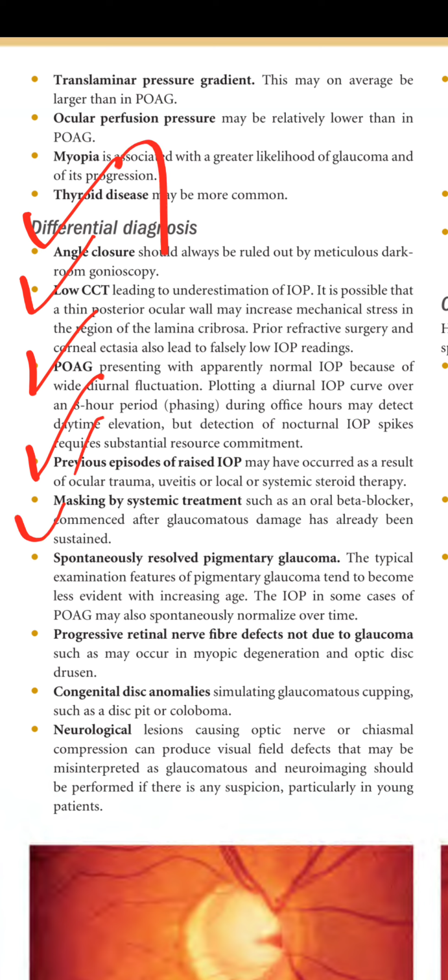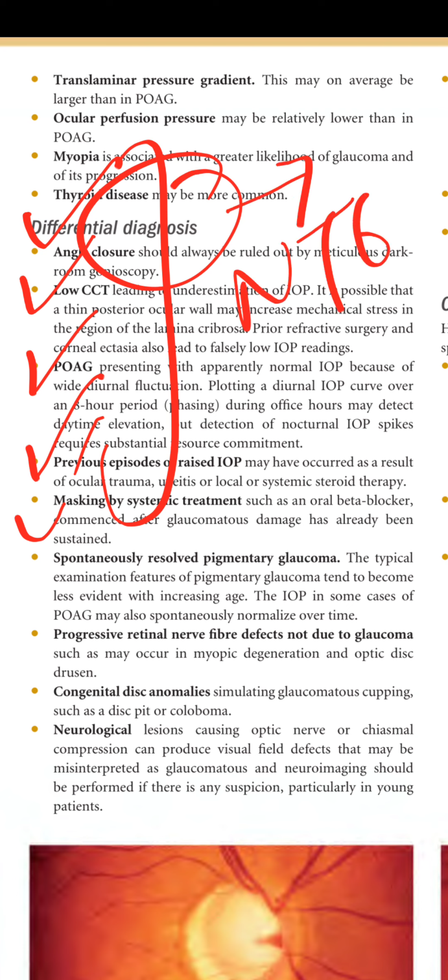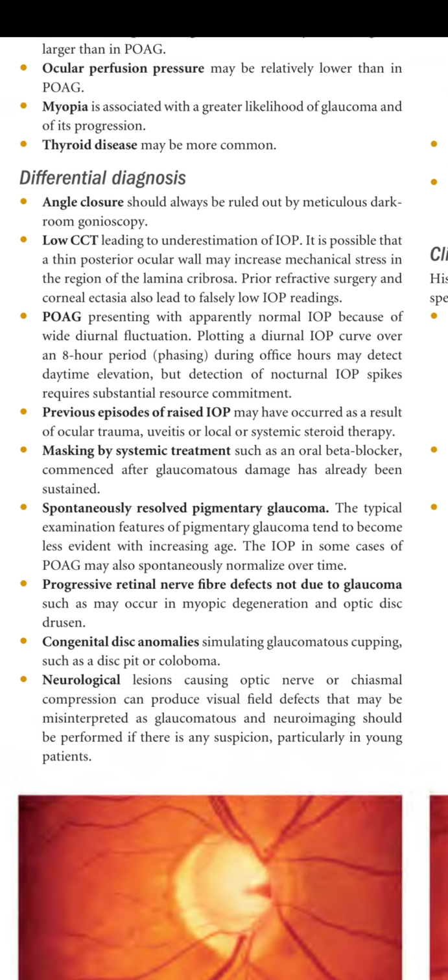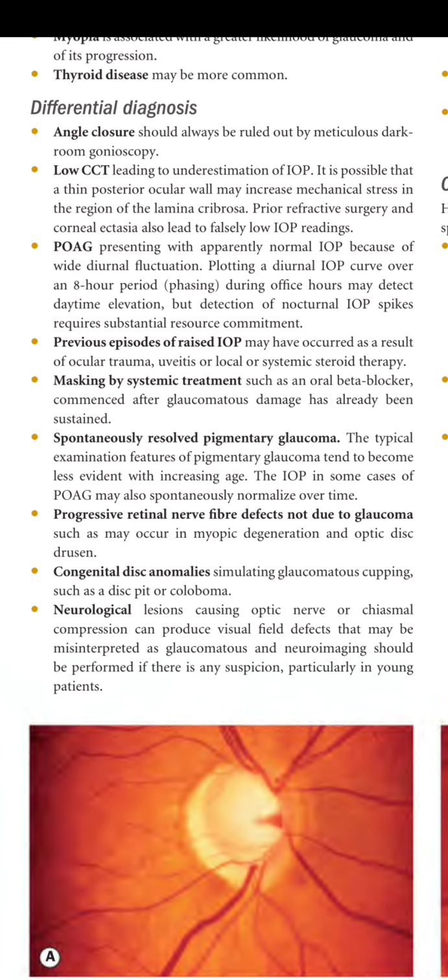So you can see that these are some of the differential diagnoses that a patient may have with normal tension glaucoma. Spontaneously resolved pigmentary glaucoma: the typical examination features of pigmentary glaucoma tend to become less evident with increasing age. Myopia in some cases of POAG may also spontaneously normalize over time. Progressive retinal nerve fiber defect not due to glaucoma, such as may occur in myopic degeneration and optic disc erosion. Congenital disc anomalies simulating glaucomatous cupping, such as optic disc pit and coloboma.